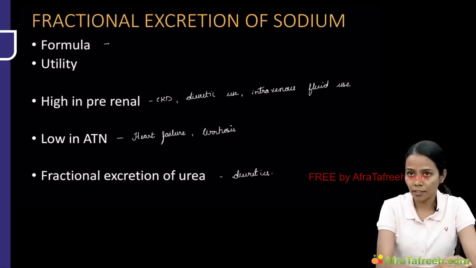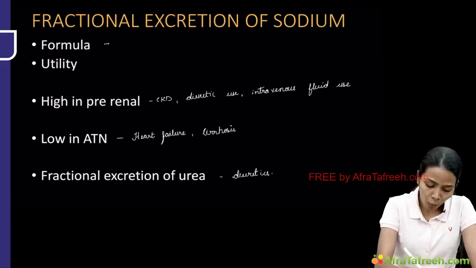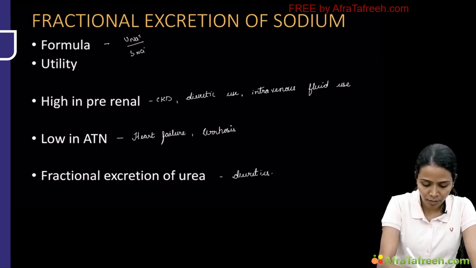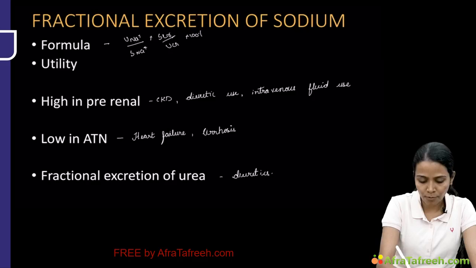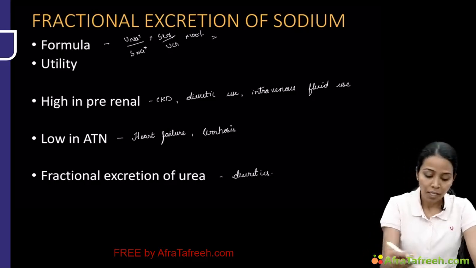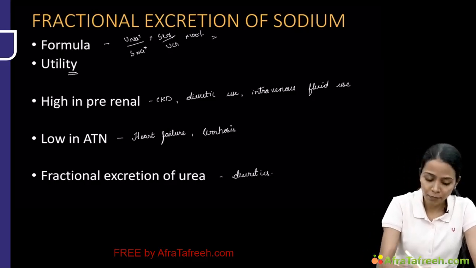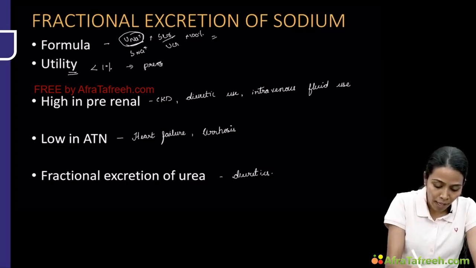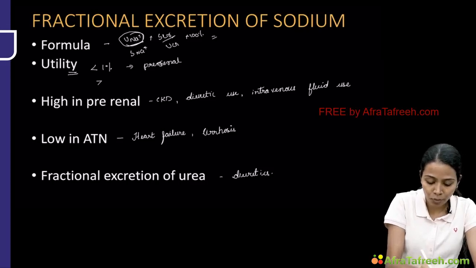So we read about this in the 2 slides before this. What is the formula? It is the urinary sodium divided by serum sodium into serum creatinine by urinary creatinine, into 100%. So this comes as a percentage. Now utility is, we know that in pre-renal AKI all the sodium is getting absorbed. So fractional excretion of sodium is less than 1% in pre-renal AKI, and in tubular injury it is more than 3%.